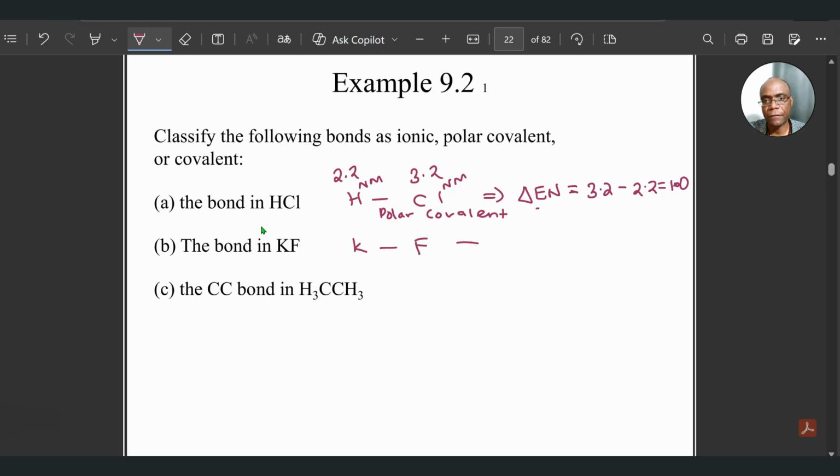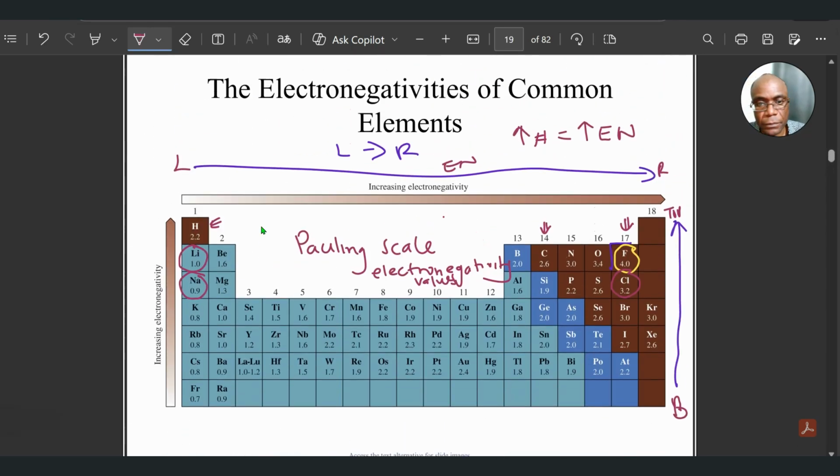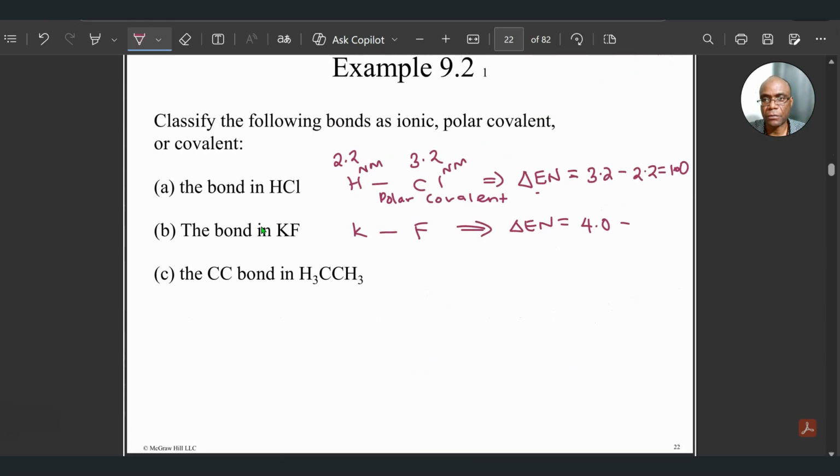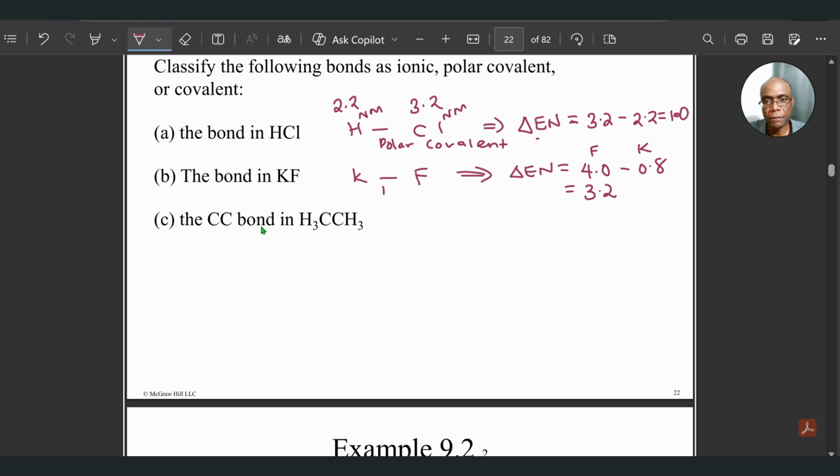Next is K and F. I know that F has the highest Pauling scale value of 4. Let's look at it. Yes, fluorine has 4, potassium has 0.8. Simple subtraction: 4 for the fluorine minus 0.8 for the K. This gives us 3.2. 3.2 is definitely greater than 2. So we expect that KF is going to be ionic. So verdict, this is ionic.